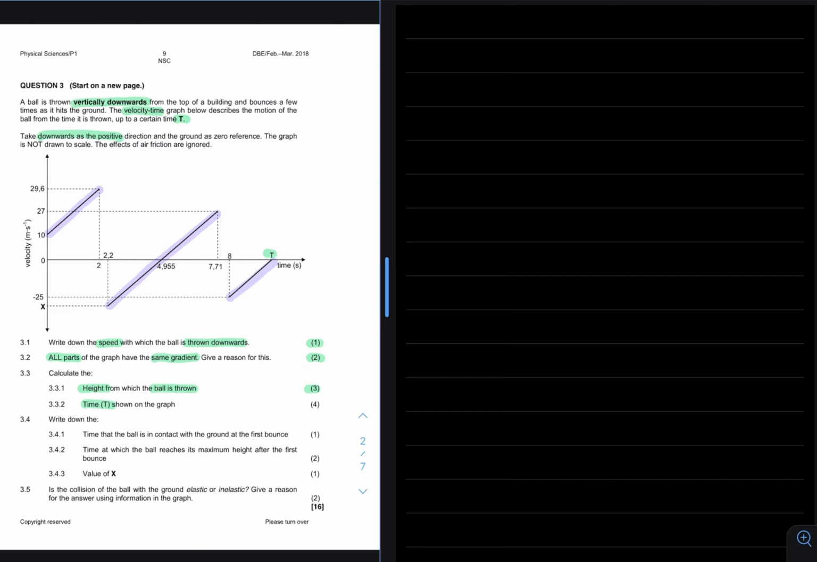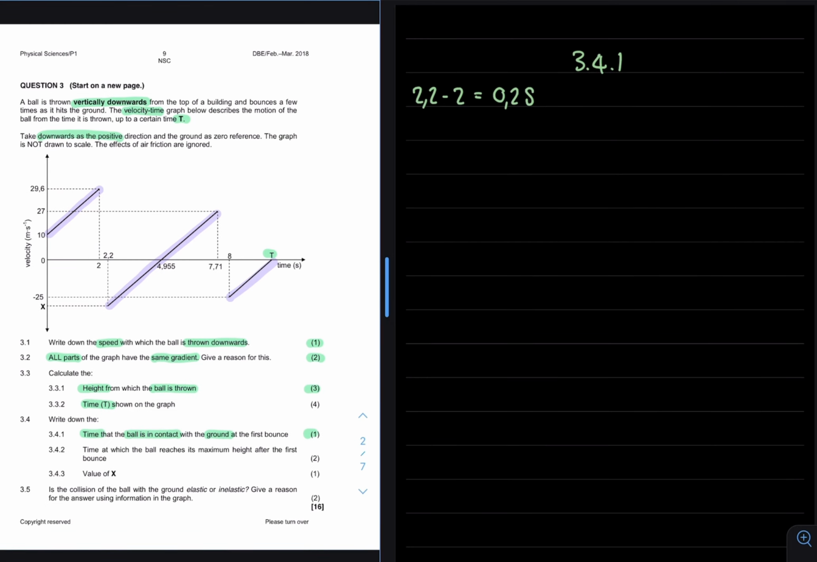In 3.4.1, we are asked to write down the time that the ball is in contact with the ground at the first bounce for a total of 1 mark. Now remember that the dotted lines indicate my first bounce. It hits the ground at 2 and it leaves the ground at 2.2. It is therefore in contact with the ground for 0.2 seconds.